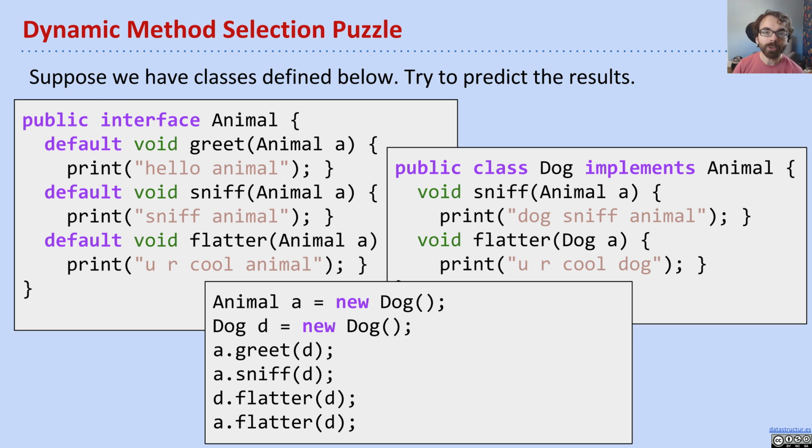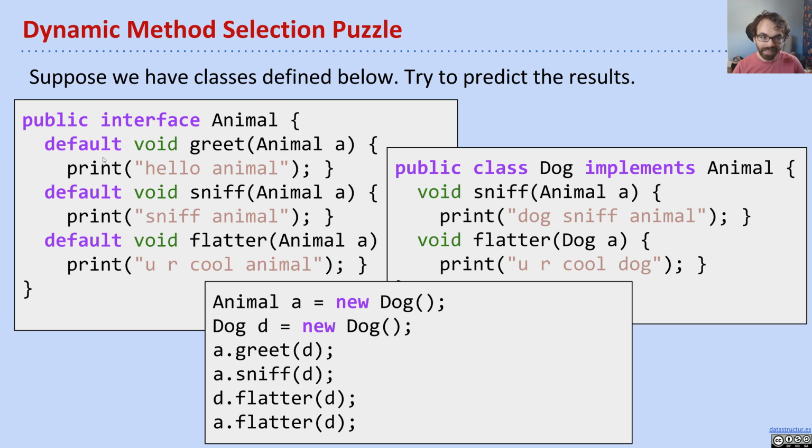Okay? So your job, and this one's going to take a little while to figure out what the question even is, but your job is to figure out what the result of this code running down here is. And so let me talk about the background of this problem. We have an interface called Animal, and it provides a greetAnimal, sniffAnimal, and flatterAnimal method. And all these are default methods.